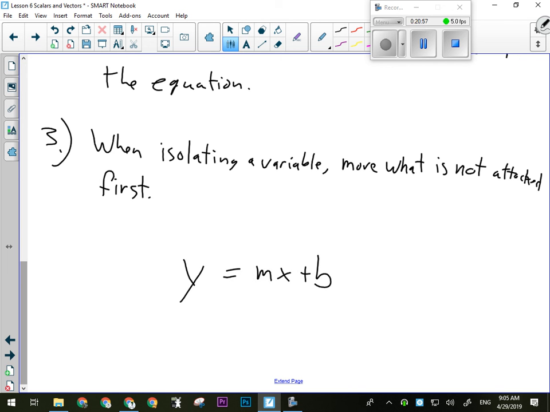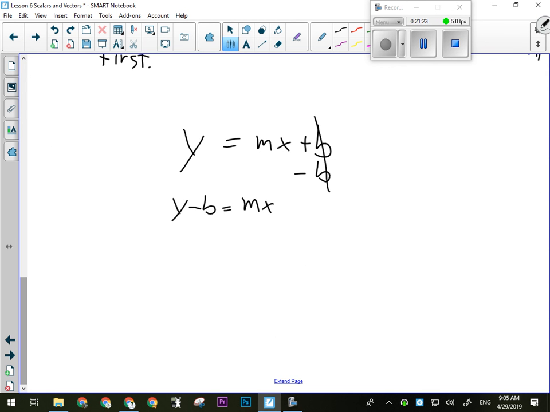All right, so if we're looking at the graphing equation and I want to solve for m, I'm going to move b first because it is not attached. To move b, I'm going to perform the opposite operation. Right now I'm adding b, so I'm going to subtract b from both sides. And what I'll end up with is y minus b equals m times x. So far I've followed all the rules. I moved what wasn't attached. I did the opposite operation to both sides.